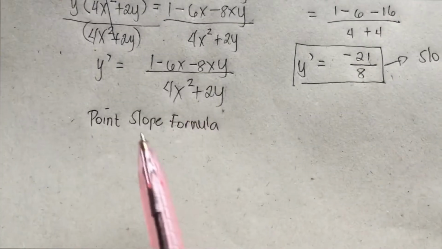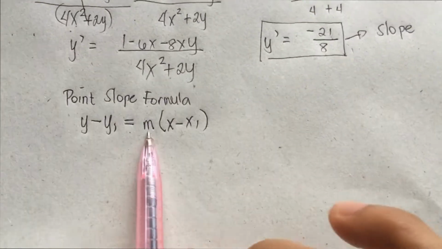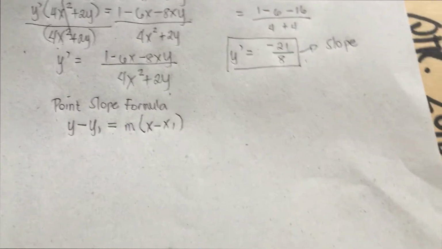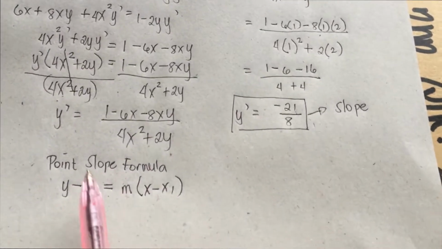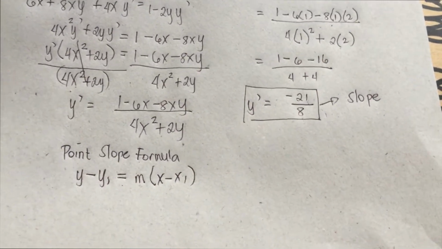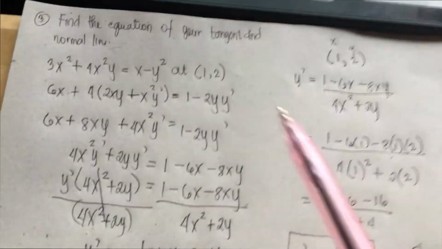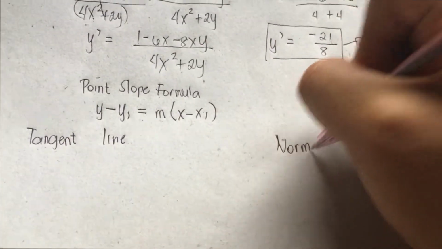We are going to use the point slope formula, which is y minus y sub 1 is equal to m times x minus x sub 1. This m means this is your slope, and we already have our slope. Why the point slope formula? There are so many formulas that involve linear equations. Of course, we use the point slope formula because the givens are a slope and a point. So this is what we will use to find our tangent line and the normal line.